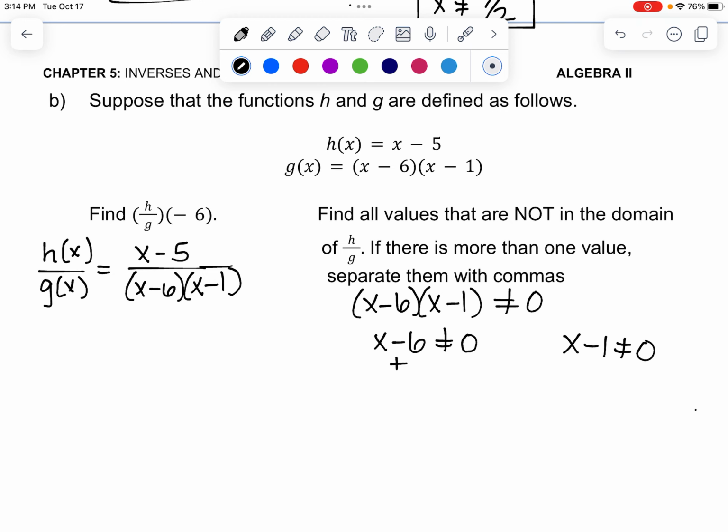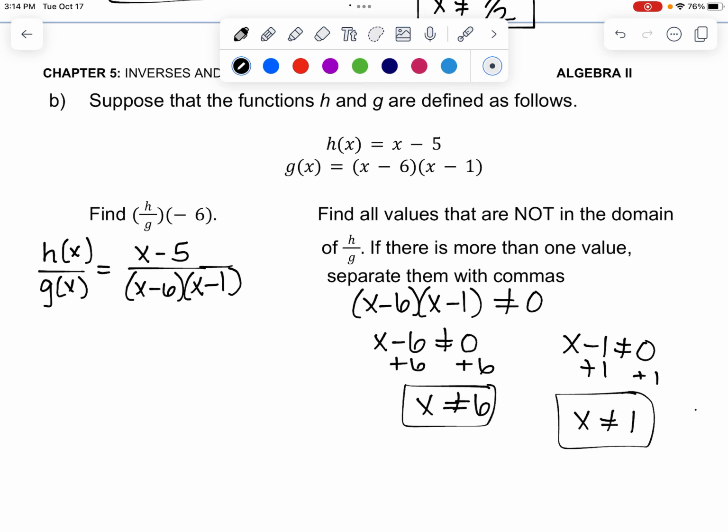So let's see what these values give us. We add that 6 over. So we don't have a domain value of 6. And we do not have a domain value of 1. Those are the domain values that we do not have. So you would just type in 6, comma 1. That's where it would be undefined, okay?